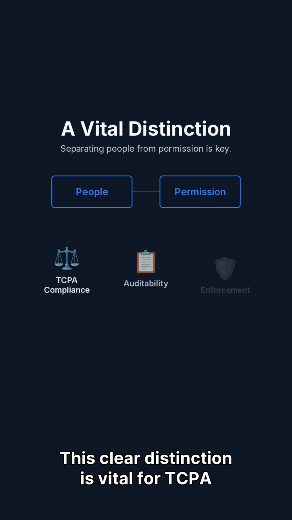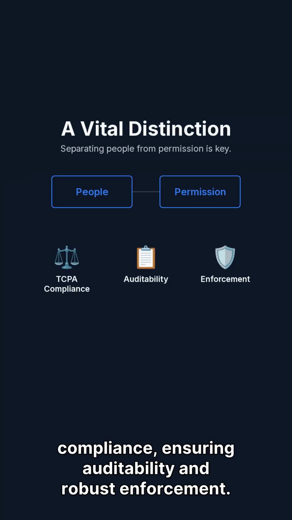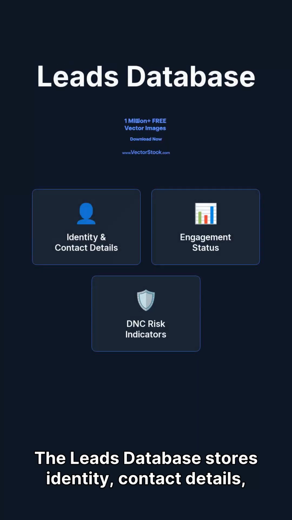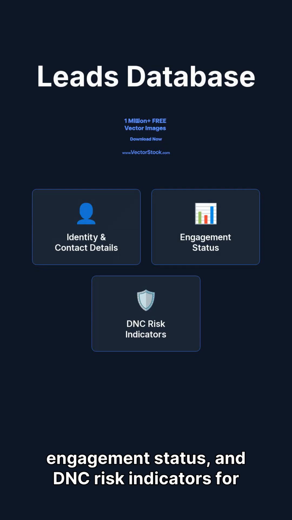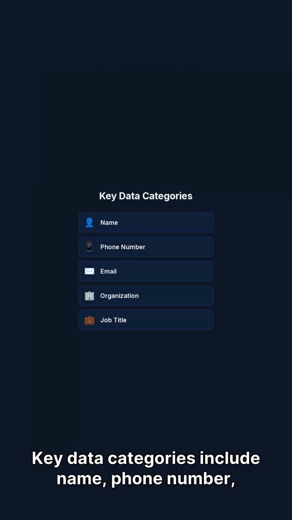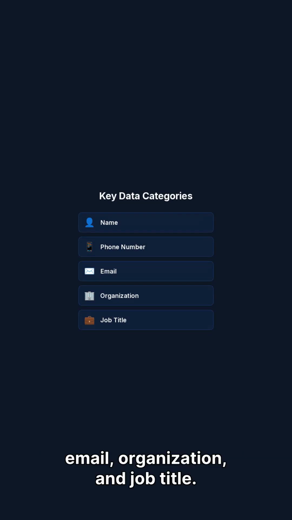This clear distinction is vital for TCPA compliance, ensuring auditability and robust enforcement. The leads database stores identity, contact details, engagement status, and DNC risk indicators for each person. Key data categories include name, phone number, email, organization, and job title.